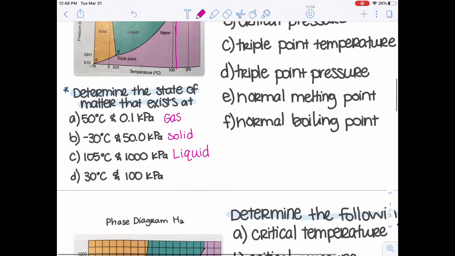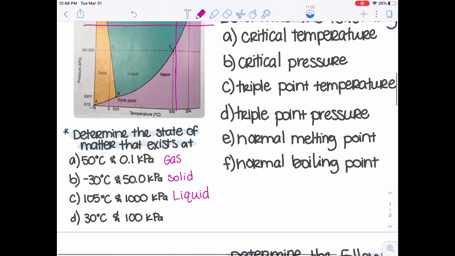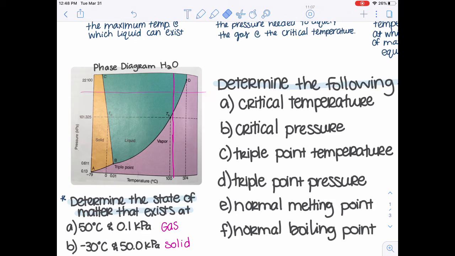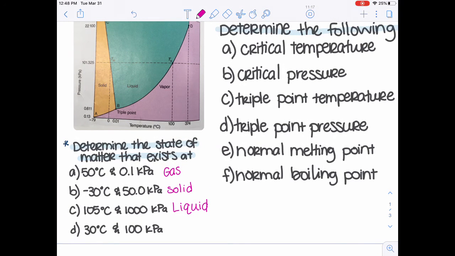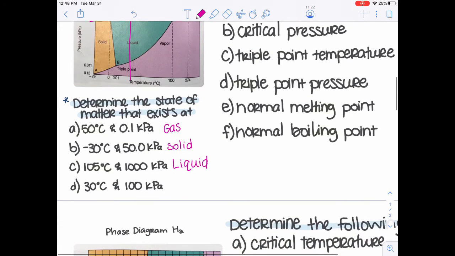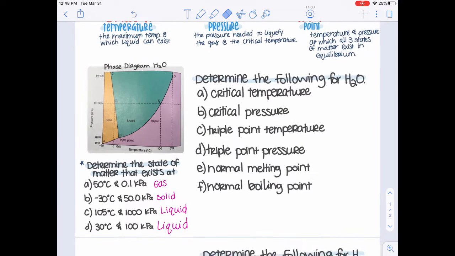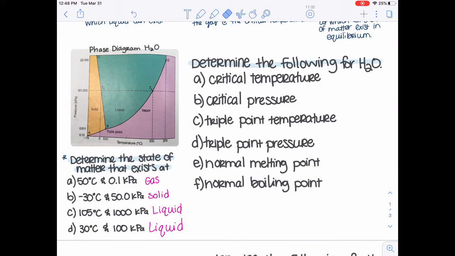phase. And the last one, 30 degrees and 100 kilopascals. So 30 degrees and 100 is going to be just below there. So liquid again. All right. Again, that is kind of some basic reading of the diagram.